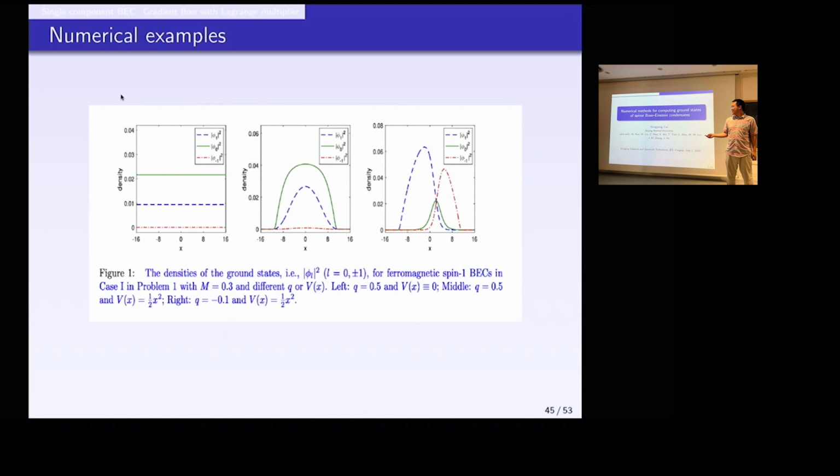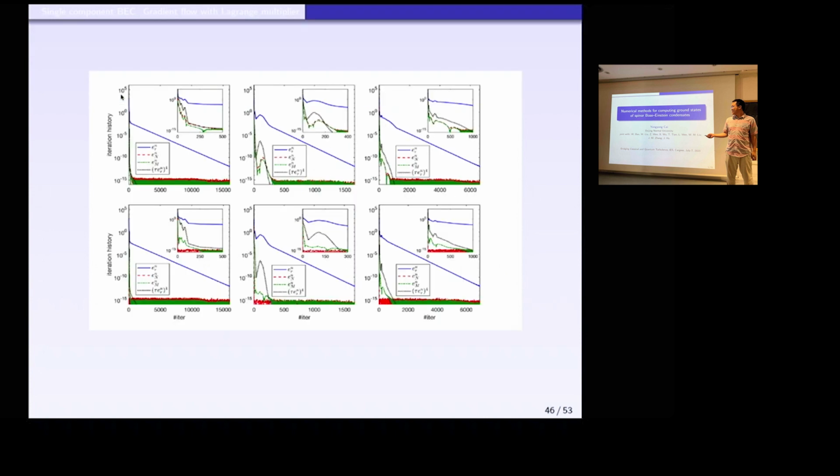Okay, and finally we will give some examples to explain the performance of the algorithm. This is a general example with different potentials for the spin 1 case. And here is the normalized gradient flow with our inexact projections. The blue line is the residual of the Euler-Lagrange equation. You will see it's always decreasing, so it means the algorithm is convergent.